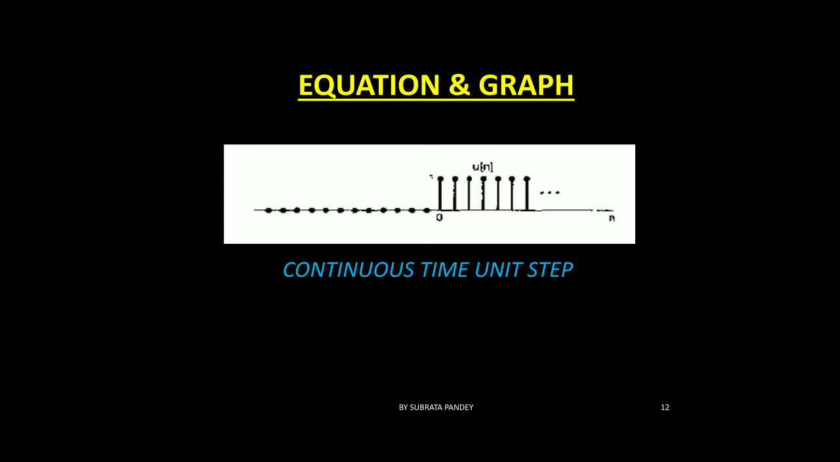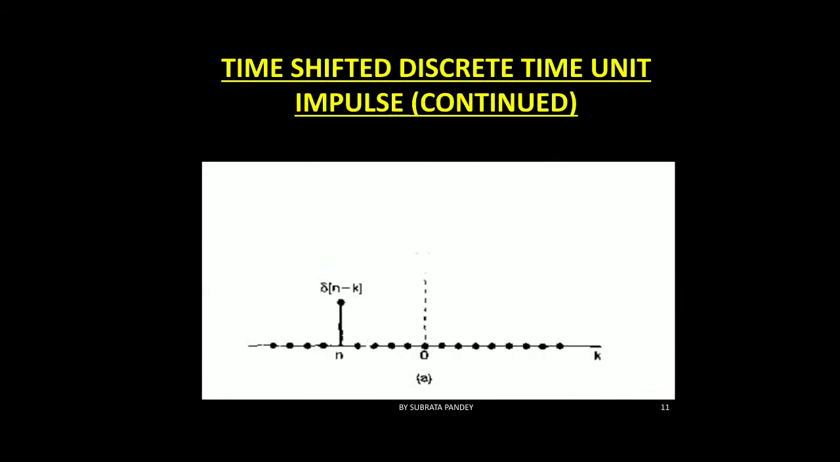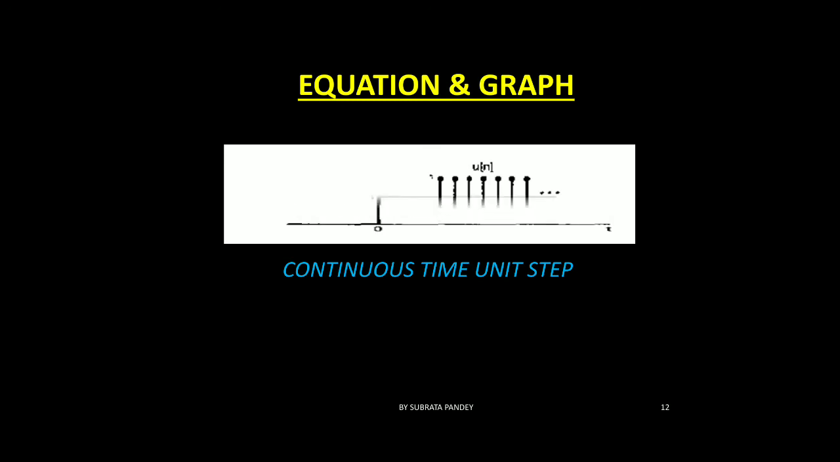Now the continuous time unit step. Look at these two pictures. This is the discrete time unit step, and this is the continuous time unit step. When we take samples of this continuous time unit step at an interval, we get a signal like this, and this is called the discrete time unit step.